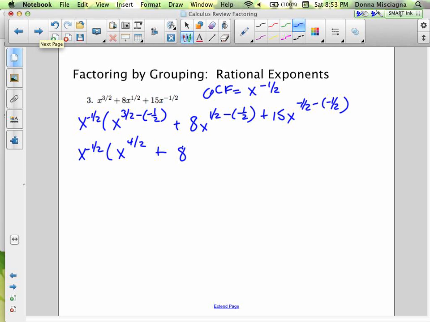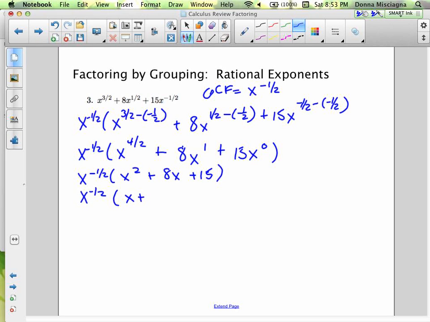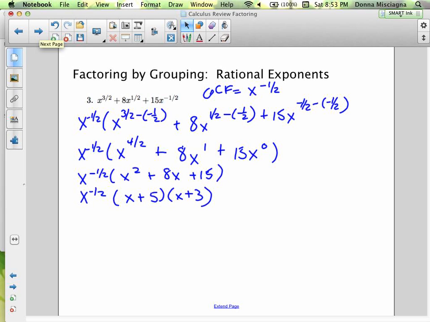1/2 minus the negative, so it'd be 1/2 plus 1/2. I think we're all going to be okay if we say, well, 1, right? 1/2 plus 1/2, that's 1. And then negative 1/2 plus 1/2, that's going to be 15x to the 0 power. Close my parentheses. So that's just x to the negative 1/2 times x squared plus 8x plus 15. And yep, we were going to be able to factor that because that's just x plus 5 times x plus 3. And we're done with this one. Let's go on to the next one.